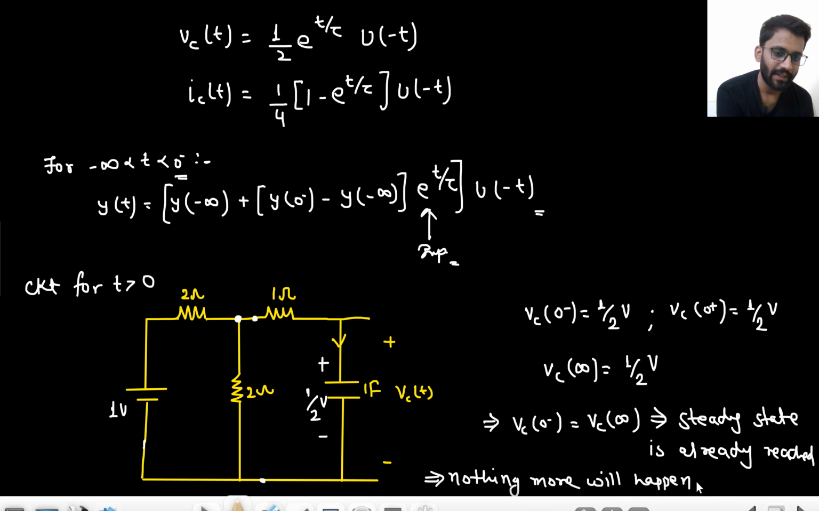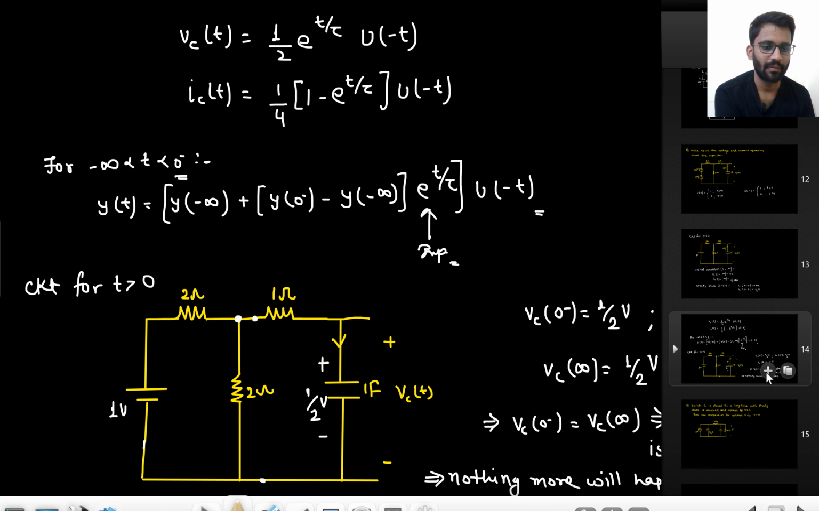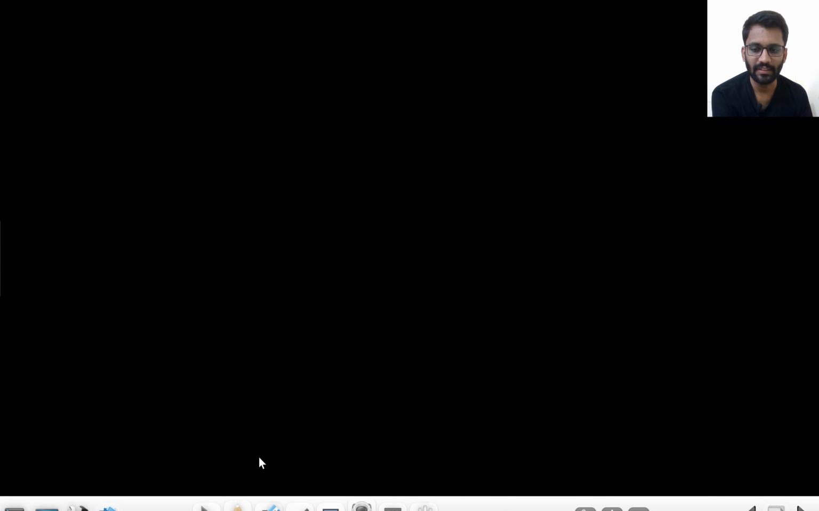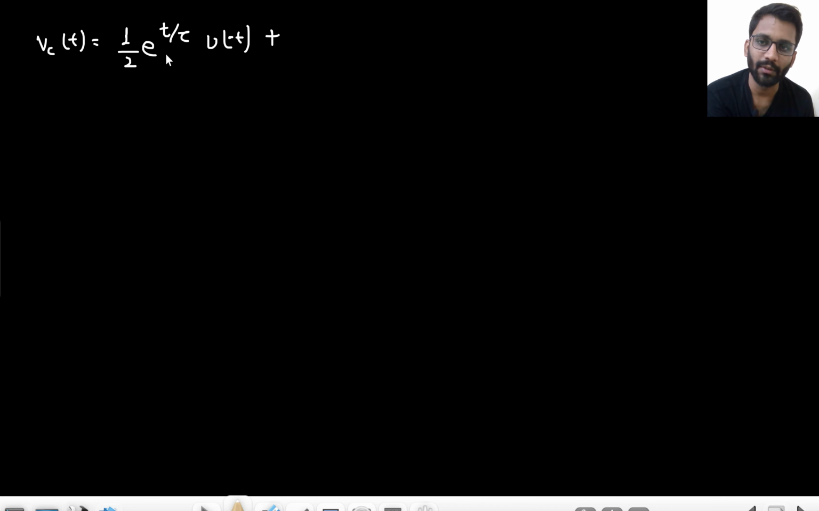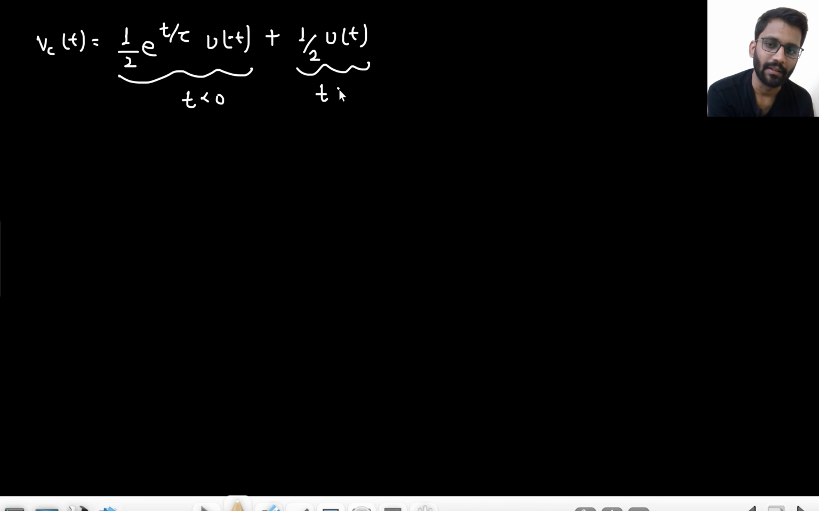So how will you write the final expression now for VC(t)? This was the VC(t): 1 by 2 e to the power t upon tau, u of minus t. Right? That means at t equals to 0, you are having 1 by 2 voltage. So this 1 by 2 will remain forever. So this is for t less than 0 and this is for t greater than 0.